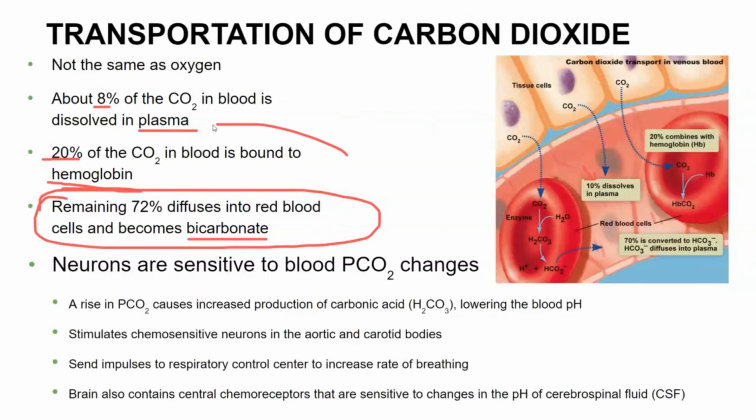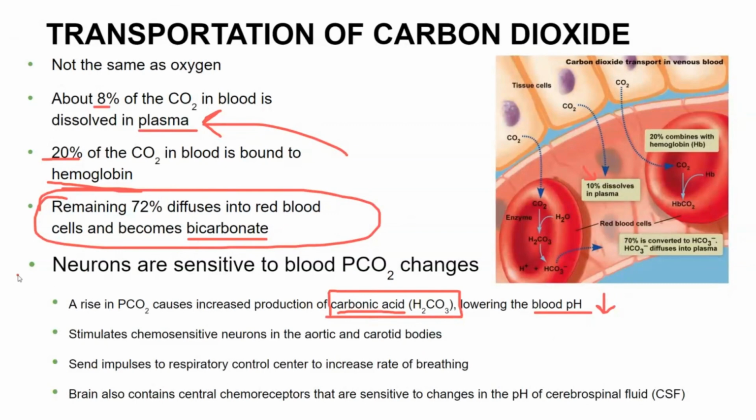But the thing that I wanted to talk about is the little bit that's dissolved in the plasma. When carbon dioxide is dissolved in water, it creates carbonic acid. This is going to slightly lower the blood pH, especially in your tissue areas that have more carbon dioxide. So this is going to slightly lower the pH or make it more acidic because of this carbonic acid.